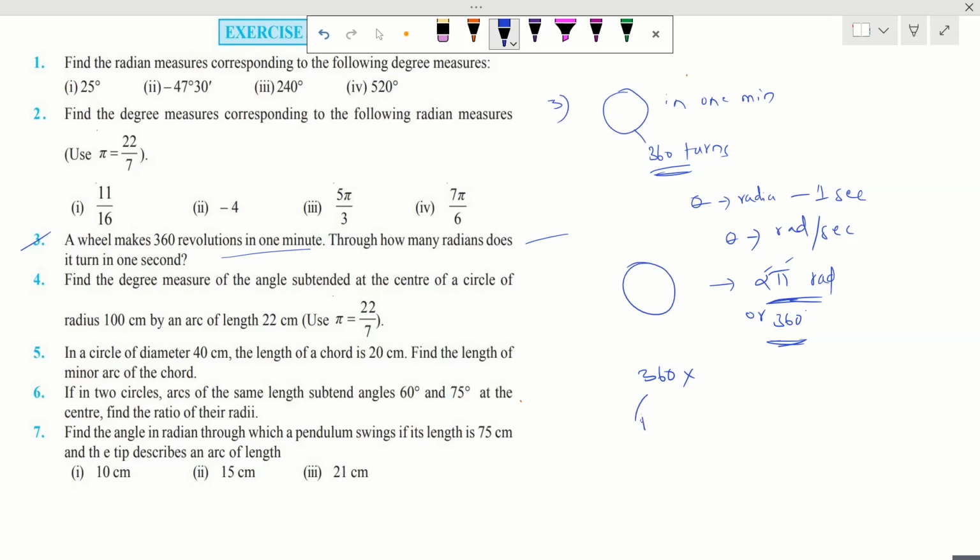So number of turns, right? It is not a degree. It is a number of turns. 360 turns are there, 360 revolutions. So 360 revolutions, each having 360 degrees, that is 2 pi, right?